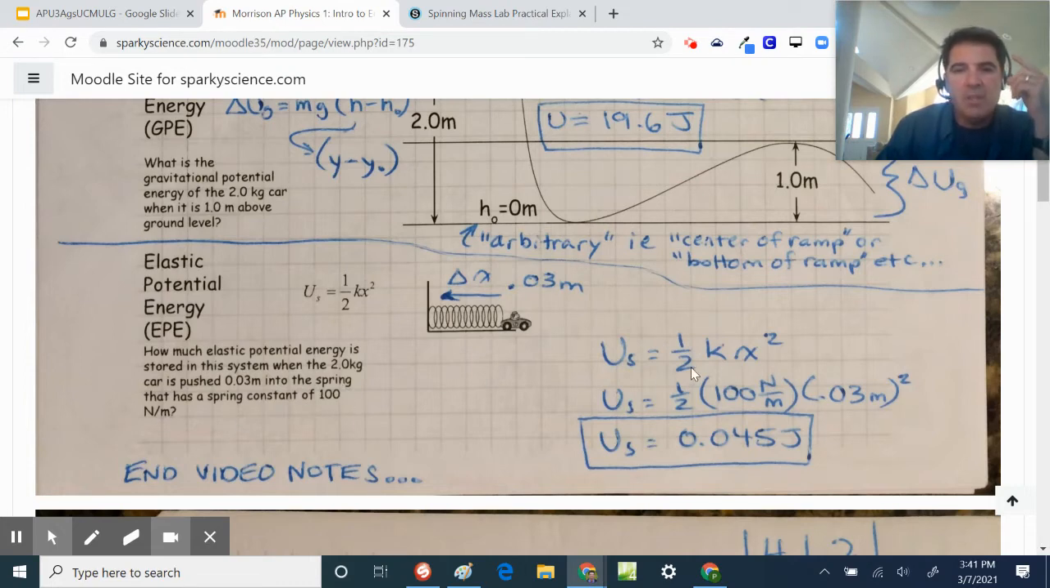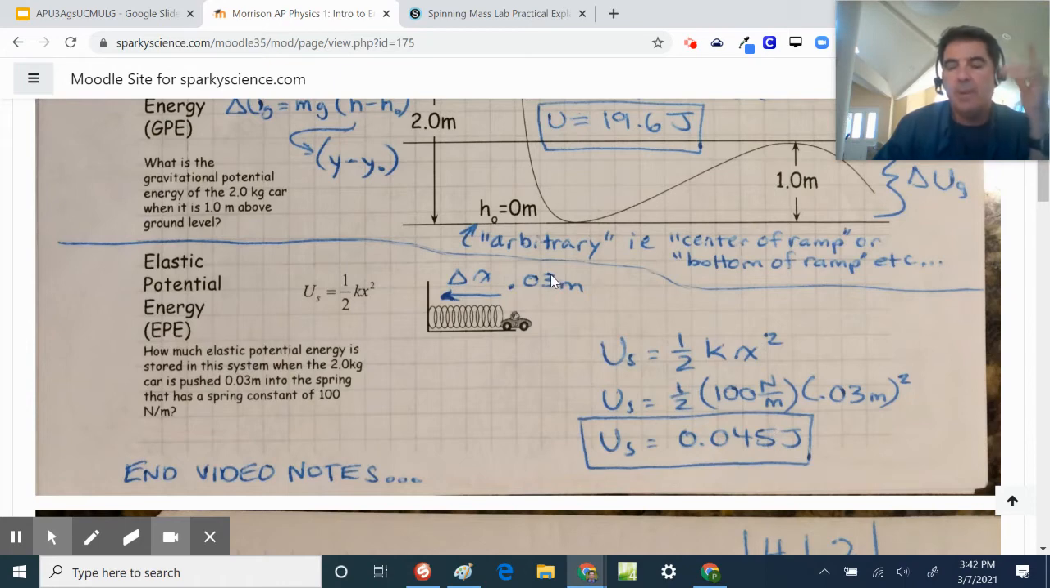And if you notice, this distance is the distance that it is going to be compressed, and there is no mass considered in this equation. It is just talking about the energy stored in the spring. So it is going to be 1/2 times the spring constant times the distance you compress it, squared, and you get 0.045 joules.